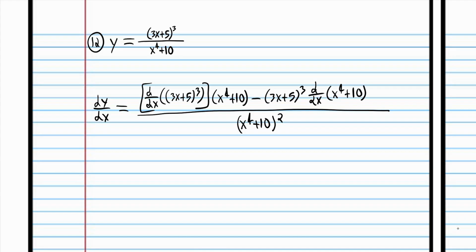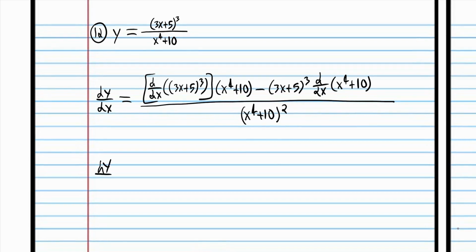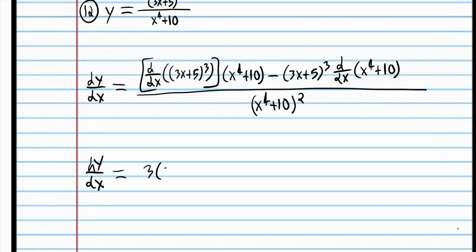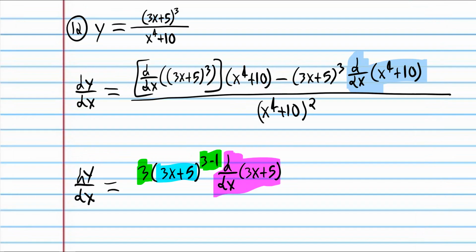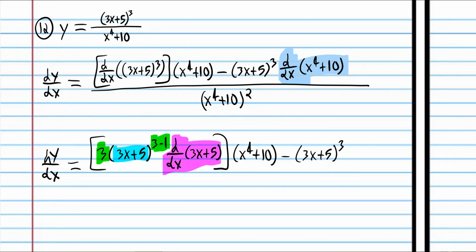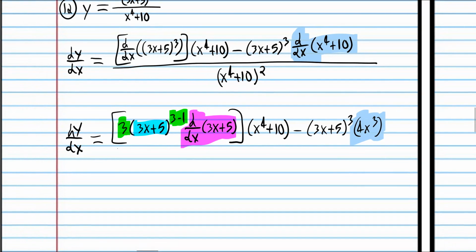So let's double check all that. Everything looks correct. So now we're going to have to use the chain rule for this expression here. Find the derivative of the outside expression while we keep the inside expression, and then multiply by the derivative of the inside expression. Alright, and then we multiply all that by x to the fourth plus 10. And the derivative of x to the fourth plus 10 is 4x cubed. And all that is divided by x to the fourth plus 10 to the second power.